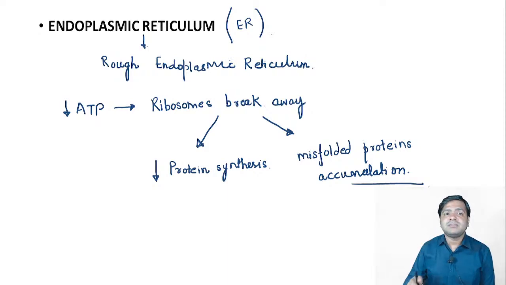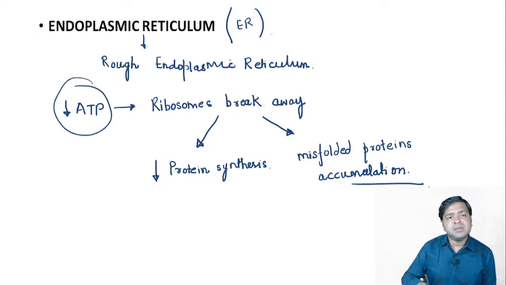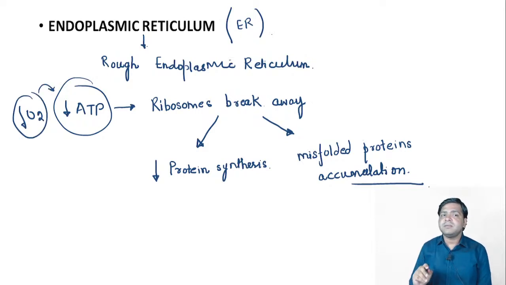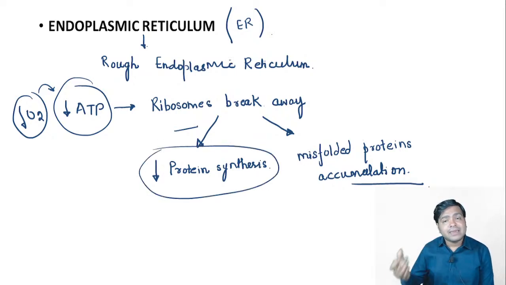So if there is damage, there is a decrease in the ATP due to the decrease in the oxygen, that is the oxidative phosphorylation. In endoplasmic reticulum, out of the two, majorly the rough endoplasmic reticulum will suffer. The ribosomes, in the presence of less ATP, will break. Ribosomes are the site of protein synthesis, so ultimately the protein synthesis will decrease. Or if a protein is formed, it will be abnormal, and this abnormal protein will be accumulated inside the cell. Or I can simply say that it is the misfolded proteins accumulation.